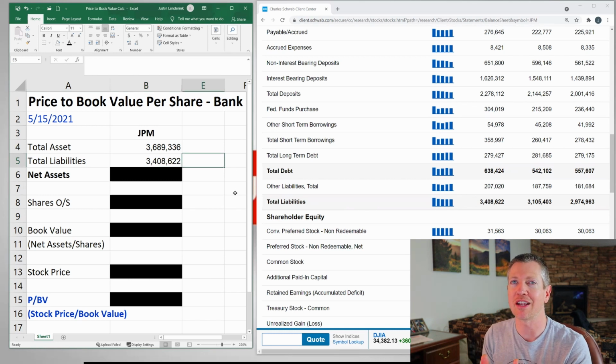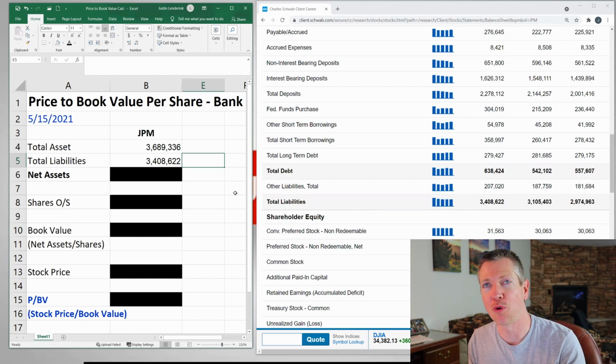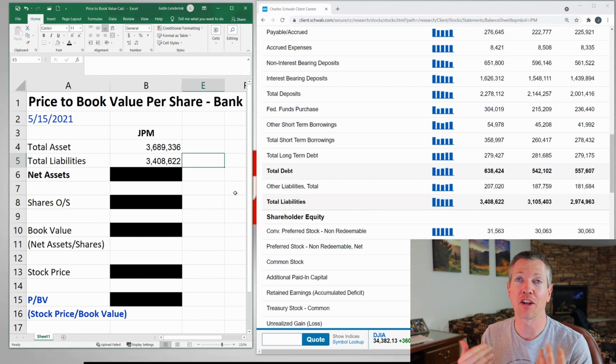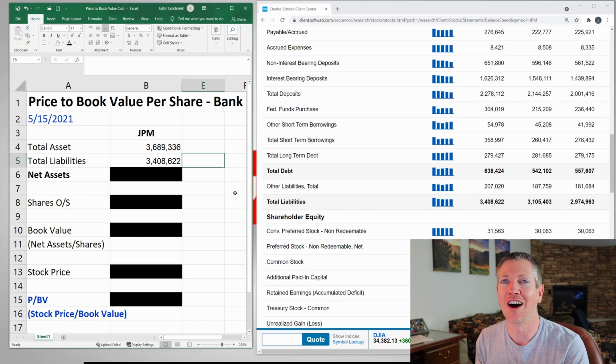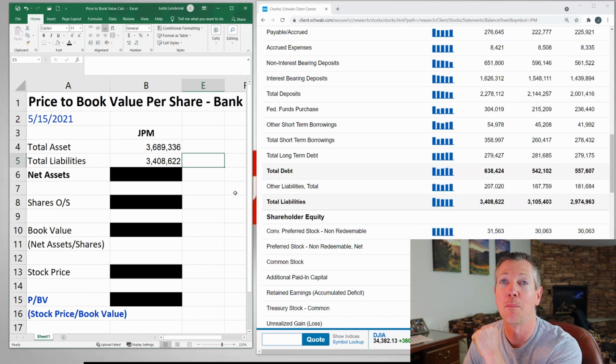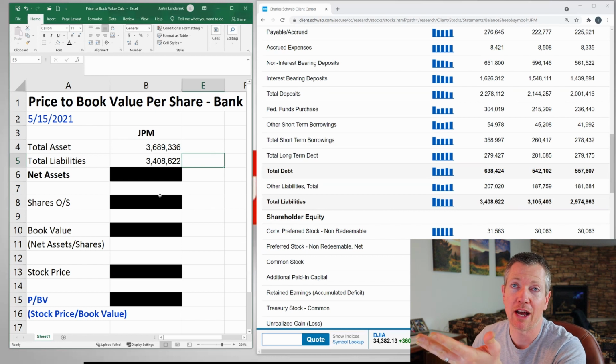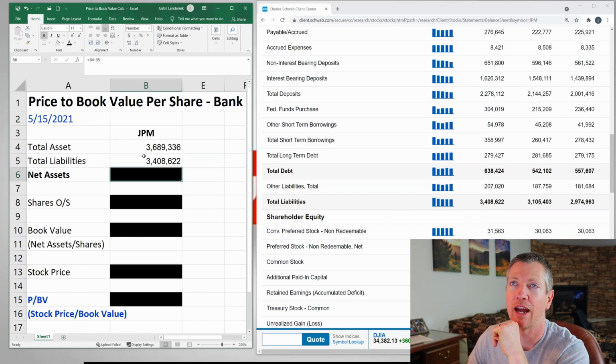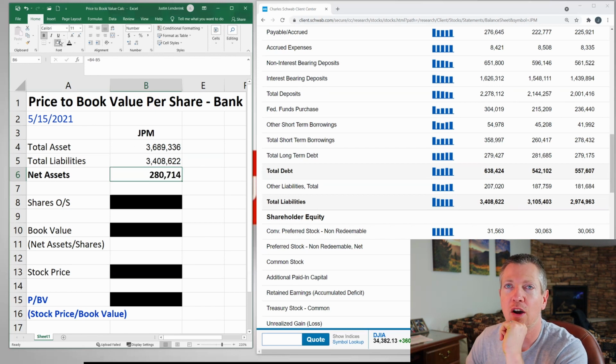And just kind of a tidbit of knowledge: a balance sheet is basically a snapshot in time, and how it works is assets equals liabilities plus owner's equity. I'm an accountant, that's what I do as my day job, so I'm trying to bring value to you guys from my background. So now we have total assets, and all you have to do is take total assets minus total liabilities to get your net asset number. So right now we have $280 million for JP Morgan.